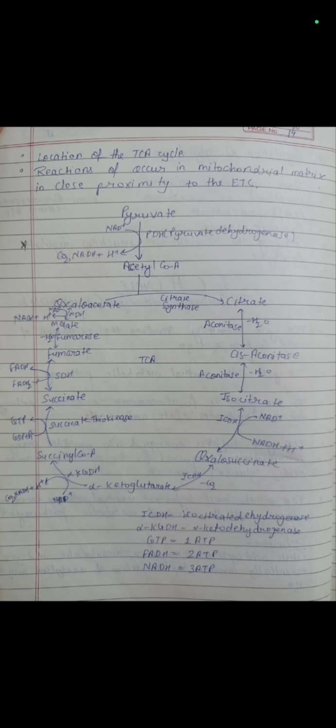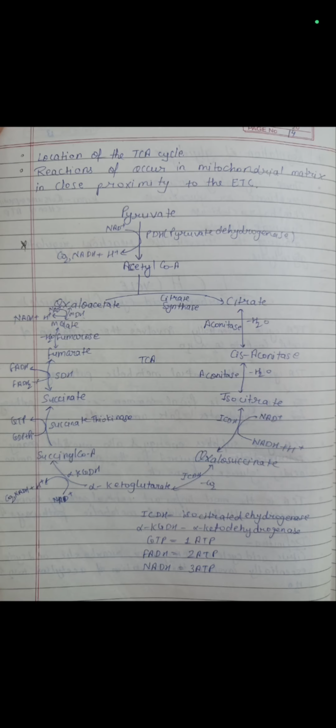Then fumarate is converted into malate, and here water is added in presence of fumarase enzyme. Then malate is converted into oxaloacetate in presence of MDH enzyme, and from NAD plus we get NADH and H plus ion.